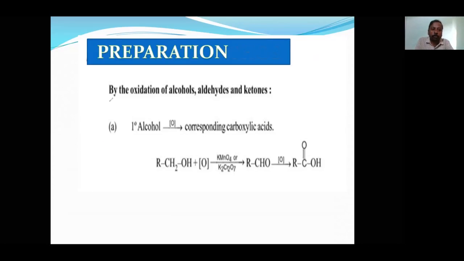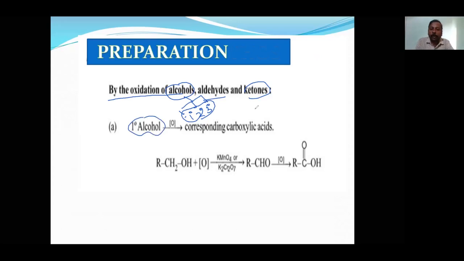By the oxidation of alcohols, we get aldehyde and ketone. For the alcohols, again there will be how many types of alcohol? There will be three types of alcohol: 1 degree, 2 degree, and 3 degree. And the best alcohol required for conversion into carboxylic acid is 1 degree alcohol.